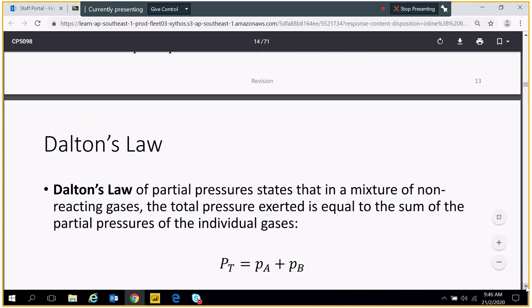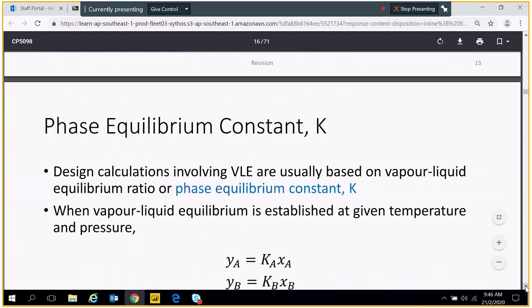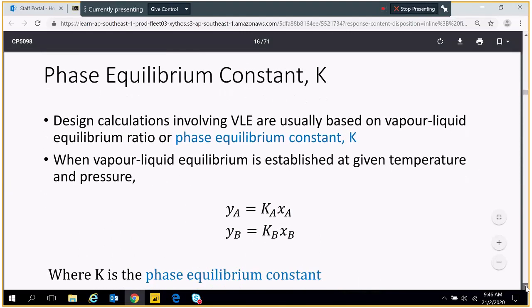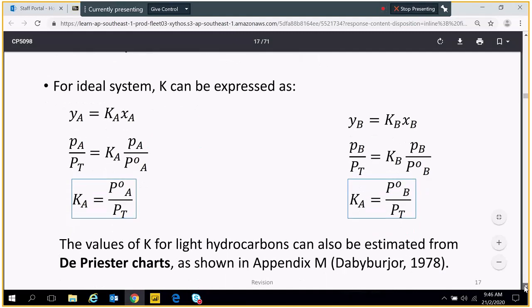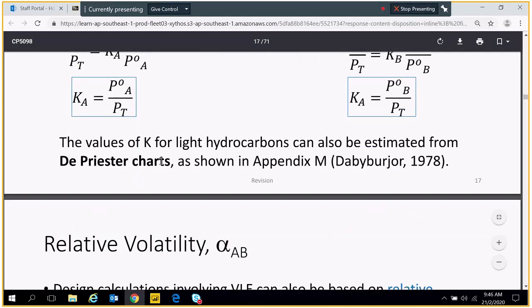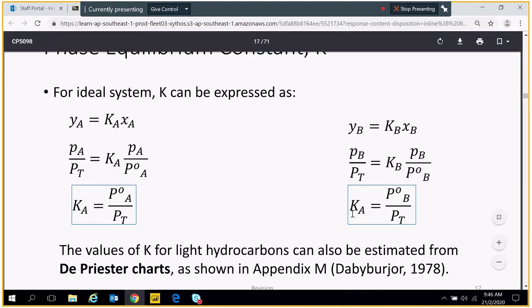We've done the exercise in the class, Dalton's law, Raoult's law. Just revise this part here. Phase equilibrium constant K, you just need to revise this. We're not using the Priester chart in the exam. There will be no Priester chart. This one you must remember, the definition of relative volatility, Ka over Kb. This is a typo error, this is Kb, this is Ka, okay, this is Kb, which I mentioned in the class.